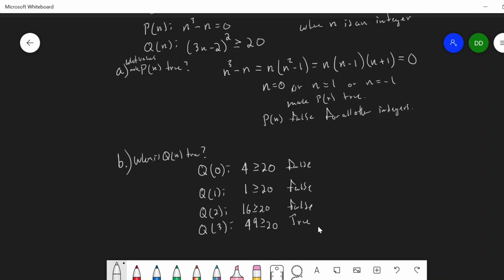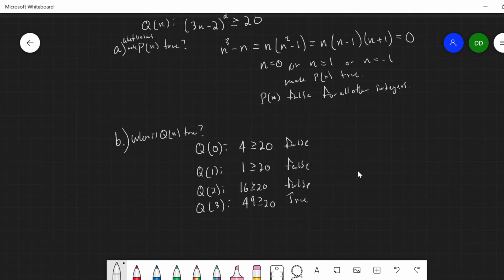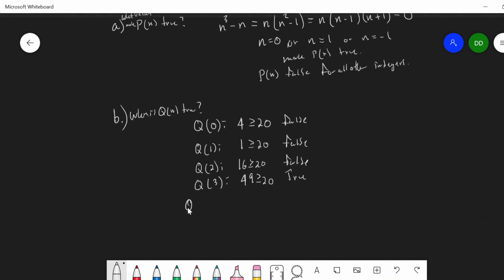And it's not too hard to see now, this is clearly increasing. 3n minus 2 squared, that's an increasing function for positive integers. And so anything 3 and above will be true. So I can say Q of n is true for n greater than or equal to 3.